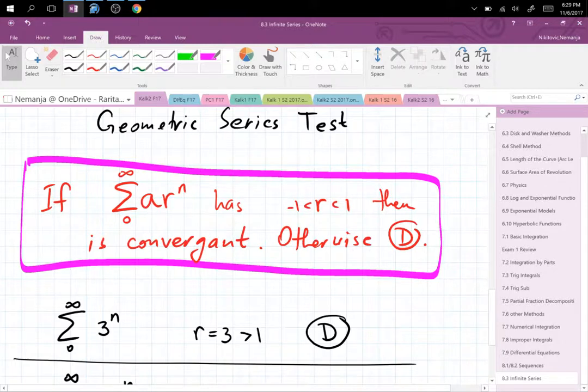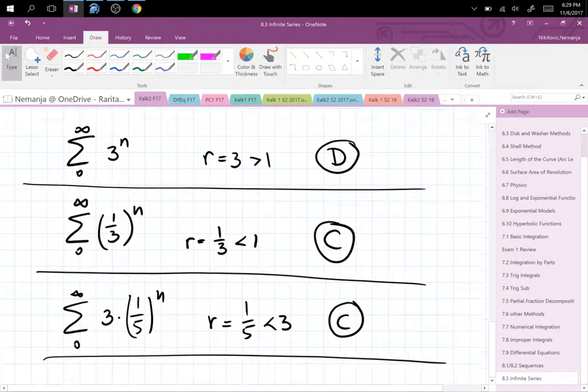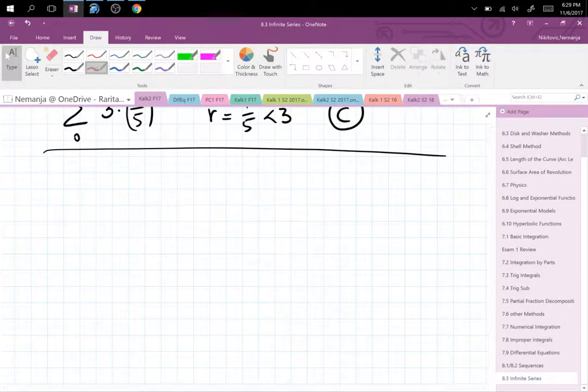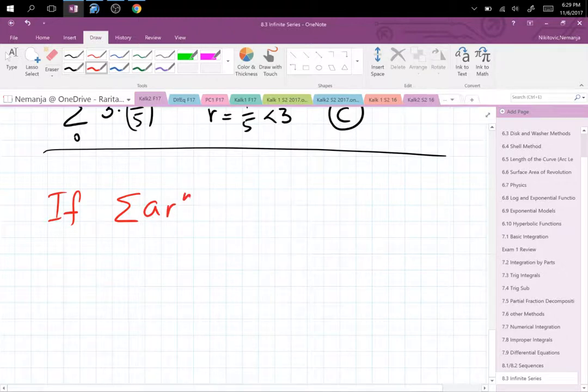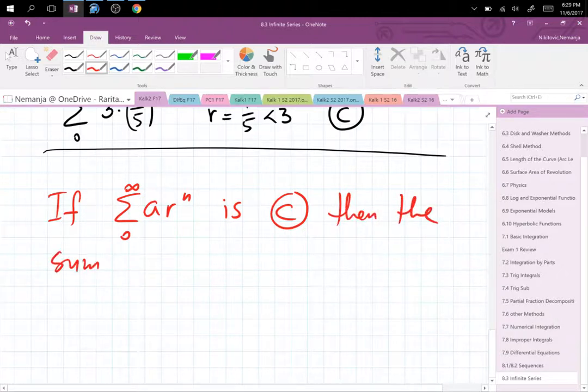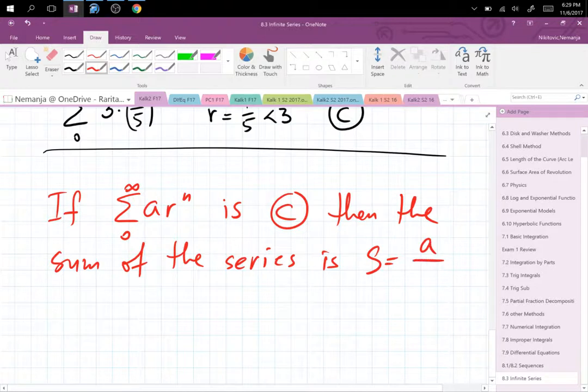But now, there are more subtleties here. For instance, geometric series are one of the few where we can actually compute the sum if it converges. So now, this is where a is going to come into play. So the next theorem says, if the summation of a r to the n from 0 to infinity is convergent, then the sum of the series is S equals a over 1 minus r. And this is where a comes into play.